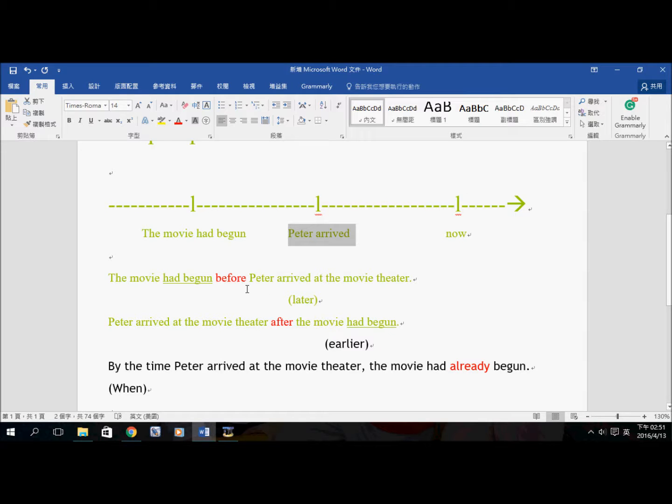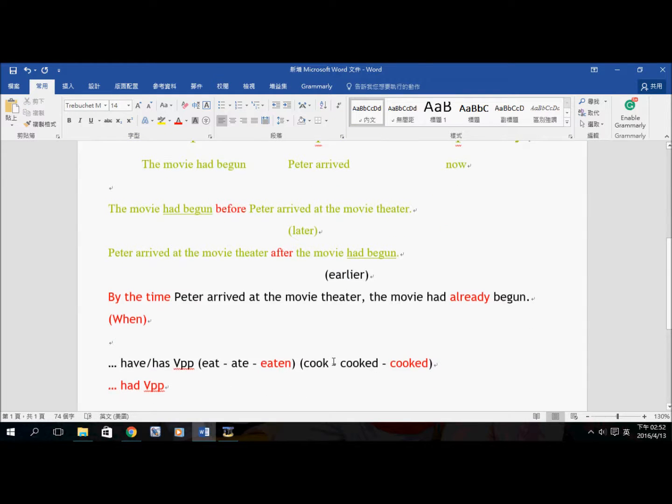Here are some of the conjunctions that we can use with the past perfect tense to bridge together two different actions. An action that happened in the earlier past, an action that happened in the past. We can use before, after, when, or by the time. Okay, these four are common. We use before with an action that happened later. We use after with the action that had happened earlier.